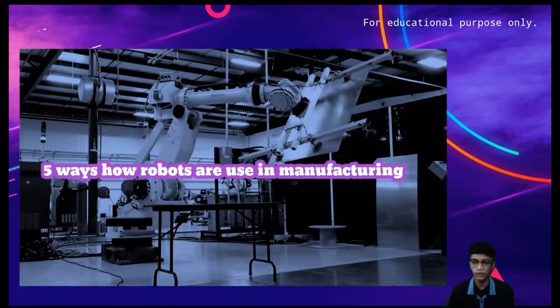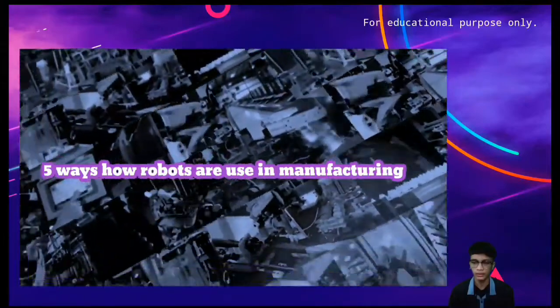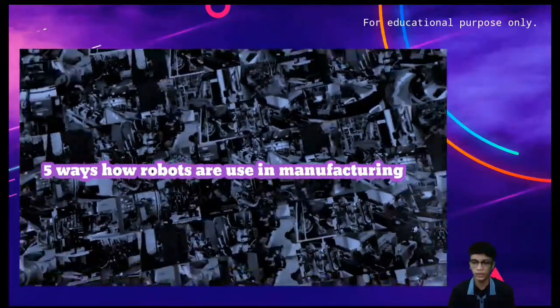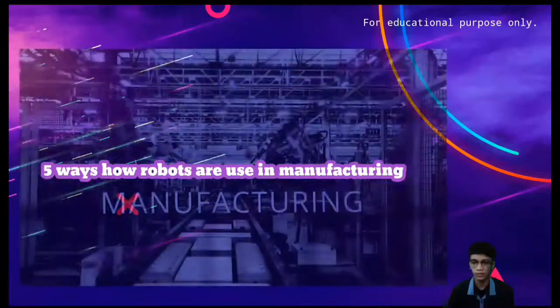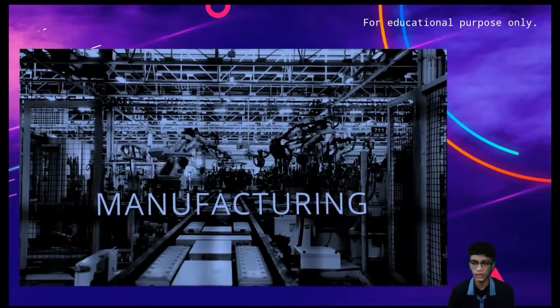Five ways how robots are used in manufacturing. Throughout manufacturing, robots have found niches in areas that require precision and consistency. These are five of the most common spots you might find robots performing their jobs in the manufacturing process.